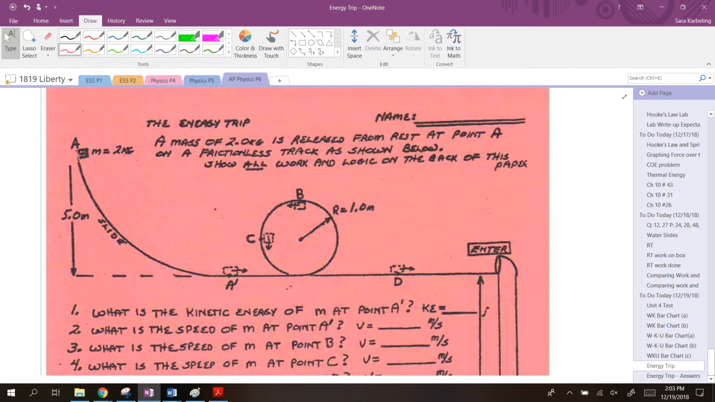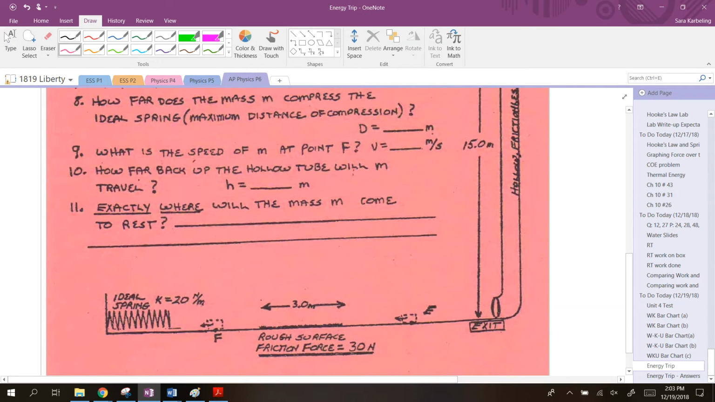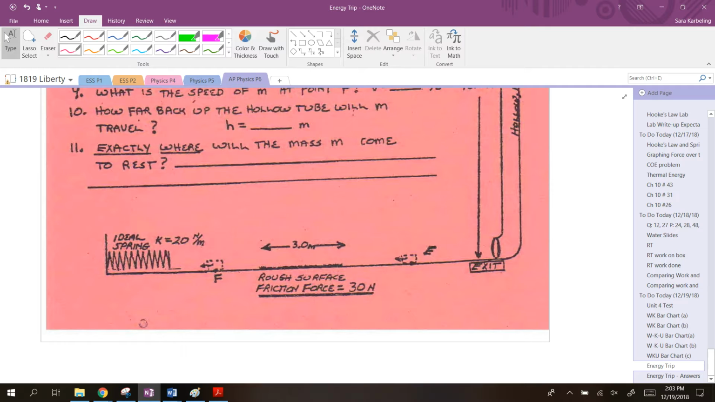So here it goes. It's going to go down here, then around this loop, and then it's going to enter this tube. It's a hollow, frictionless tube. It's going to go down to the bottom, and then it's going to come out at E. Are you with me there? Okay. It then goes over a rough surface. So what's going to happen as it goes over the rough surface? Friction, it slows down, right? It's going to get to F, and then it's going to hit this ideal spring, and it's got a spring constant of 20 newtons per meter.